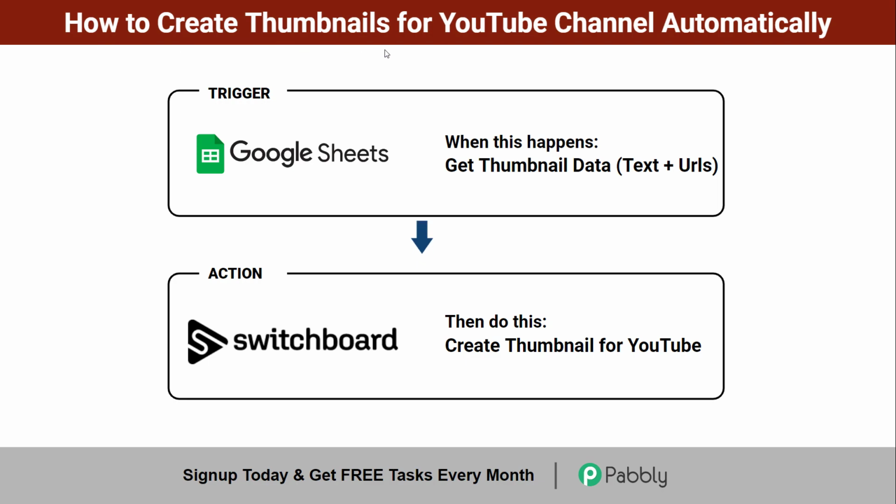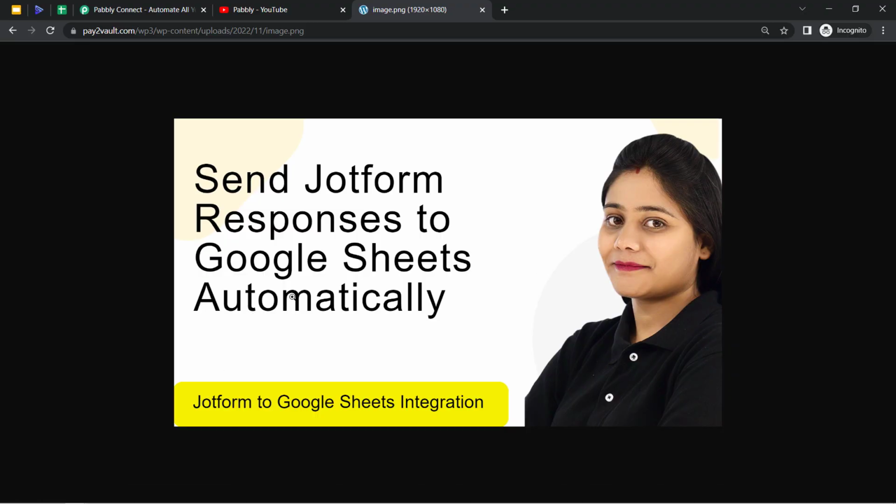How to create thumbnails for YouTube channel automatically. Before I show you the process, I'll first directly show you the output, basically the thumbnail which I'm going to create automatically. This is the thumbnail I am going to create, and you will see the first text, the second text, and even the photo of the video creator will also be replaced automatically.